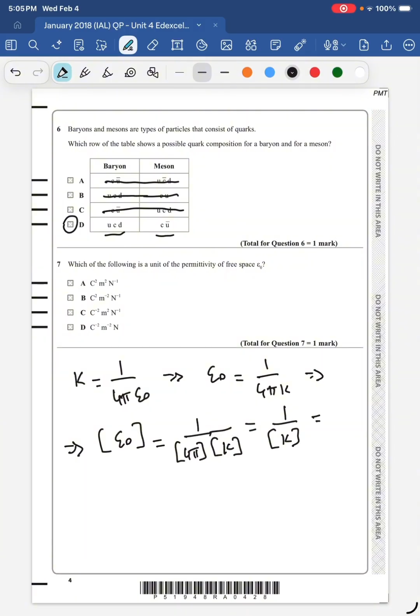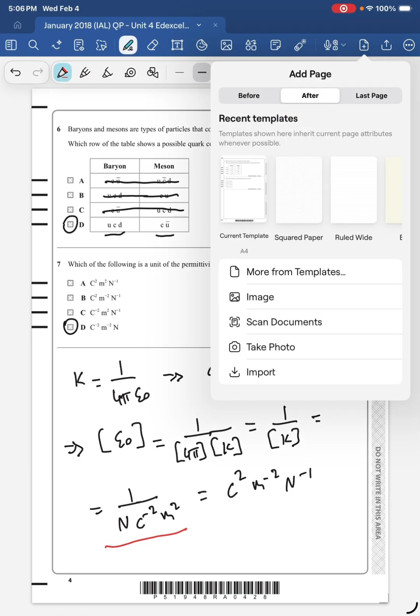The units of k now are newtons, coulombs to the minus 2, meters squared. So the units of epsilon naught are coulomb squared meters to the minus 2 newtons to the minus 1, which is option D. How did I know that the units for k are these ones? You can use Coulomb's law, okay? So let me use a clean page to show you.